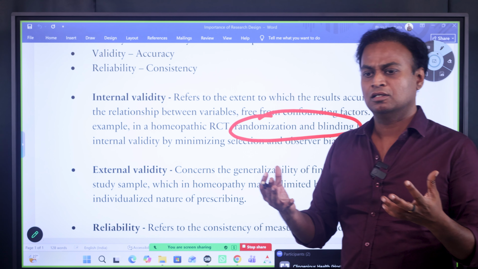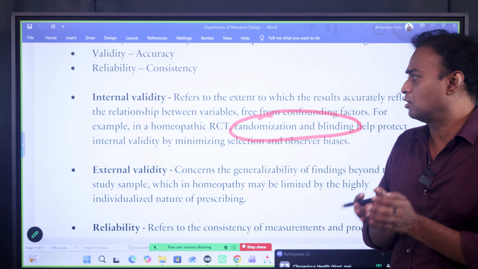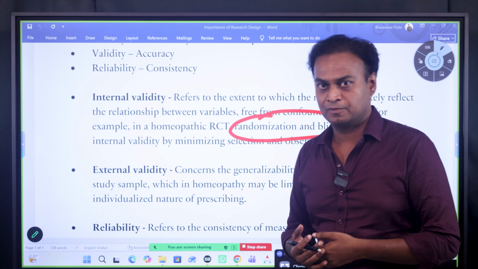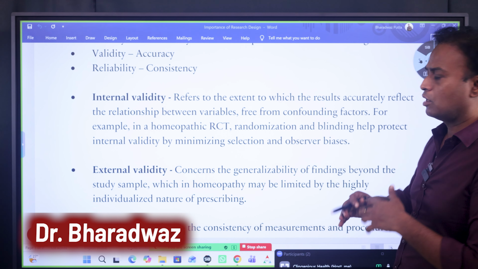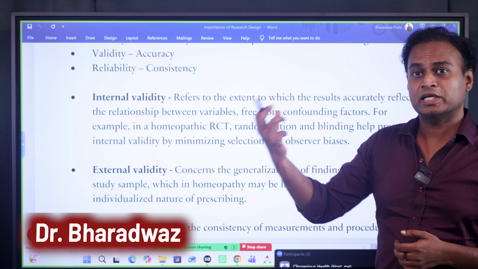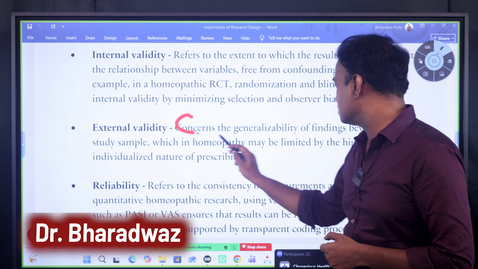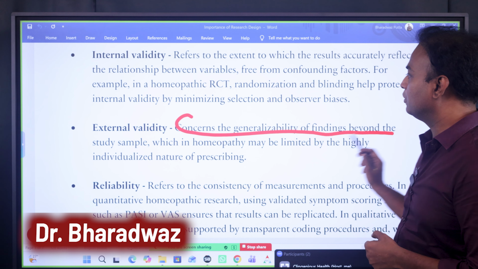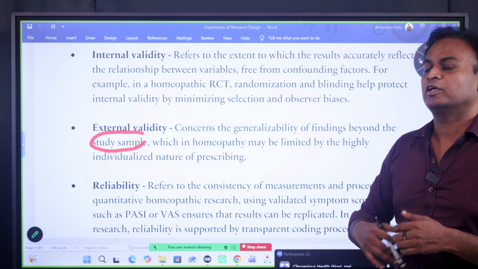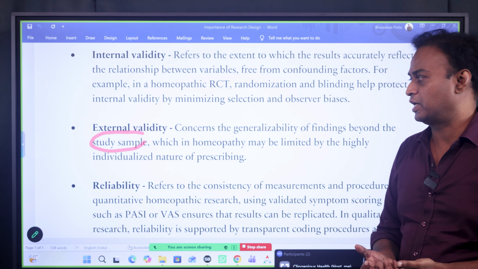Internal validity is within the research. So you are doing the research, and how perfect the research is, that is internal validity. How accurate are these internal steps? So what is external validity? Now you have done the research and you have released it to the public. How is the external public feeling about the research? It concerns the generalization ability of the findings beyond the study sample. You have done a perfect study, but when you give it to someone else, it is not working out. So there is no external validity.